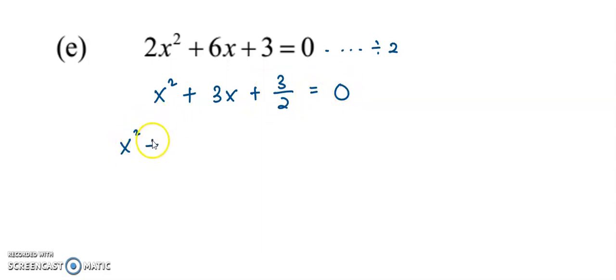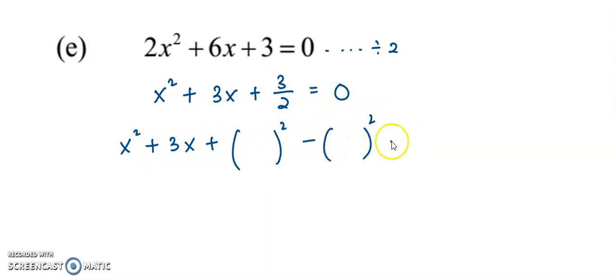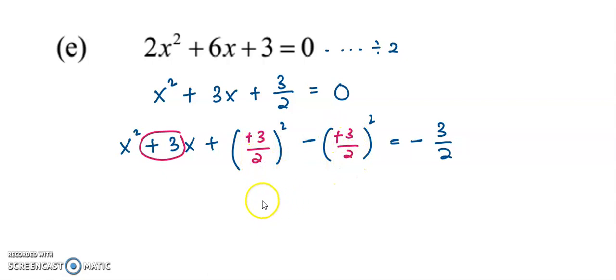So now we can start to complete the square by copying down the first two terms, adding a bracket square minus a bracket square. And the constant, bring over to the right, you got negative 3 over 2. Taking the coefficient of the x, put it down here and divide by 2. The same thing for the second bracket.